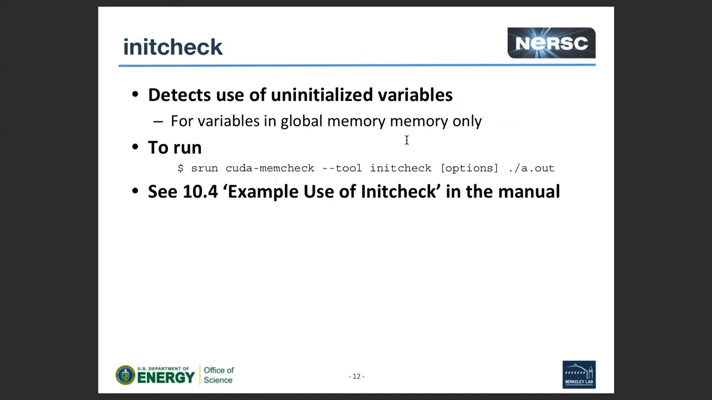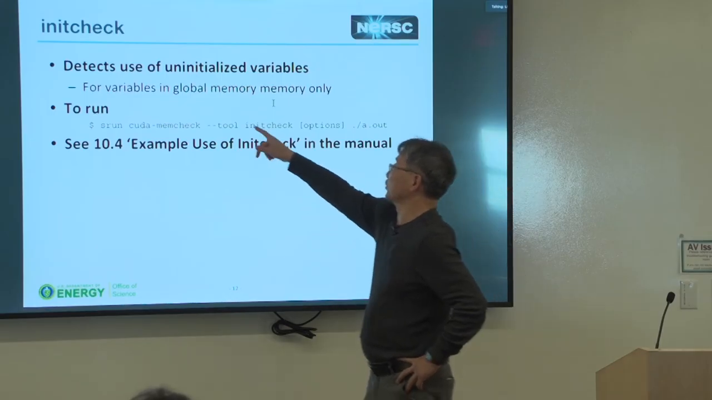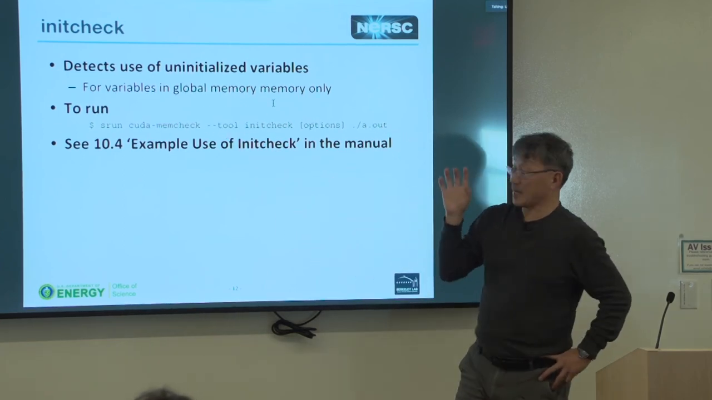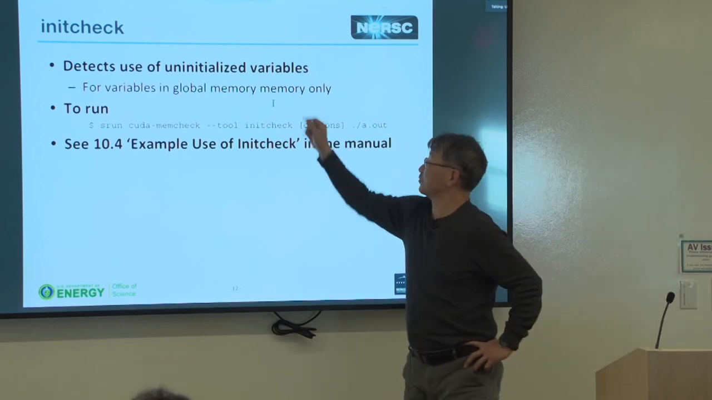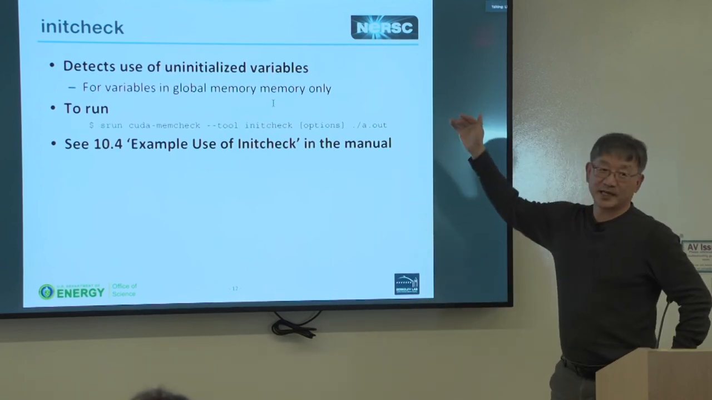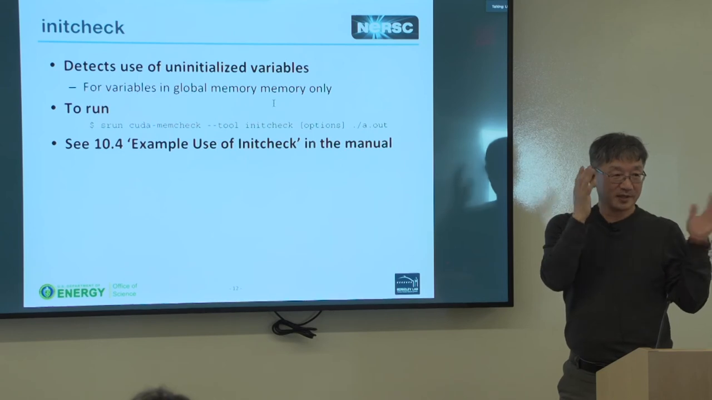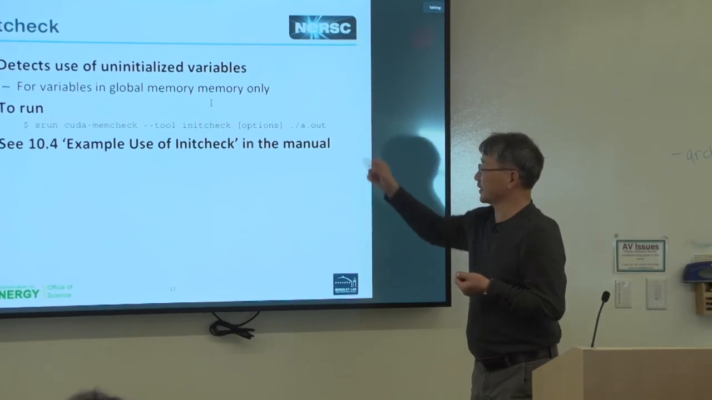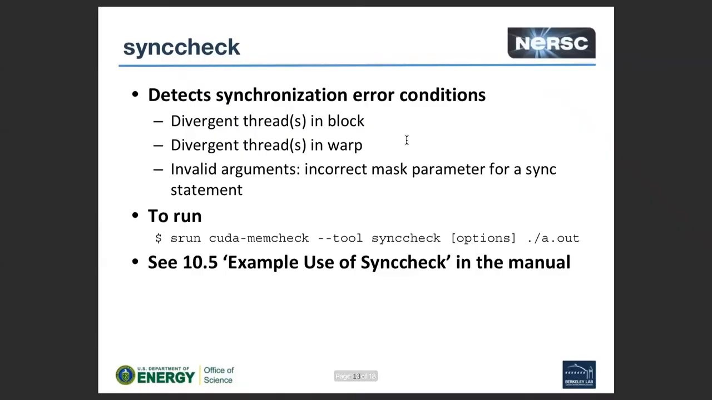And initcheck, as I said, if you try to use some array or variables without initializing them first, it will detect it. But this only works for variables in global memory only. Sorry, I forgot to say that. So for instance, this will not work for shared memory variables or local variables, right? To run it, you just do it like that. Synccheck is to detect problems with synchronization between the threads.